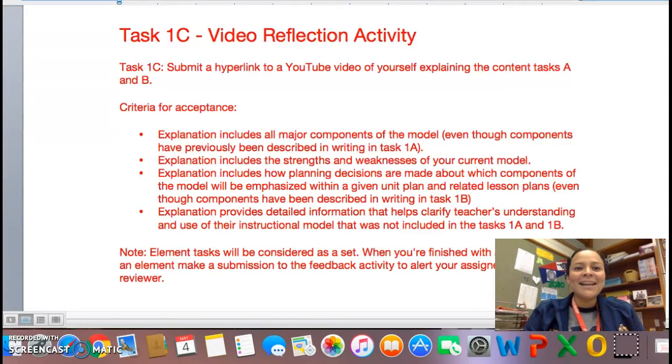Hi, my name is Arlene Delgado, and I'm about to do my task 1C, my video reflection. I'm a kindergarten teacher at Blanton Elementary in Dallas ISD, and I'm going to explain all the major components of the model that I use in my classroom.